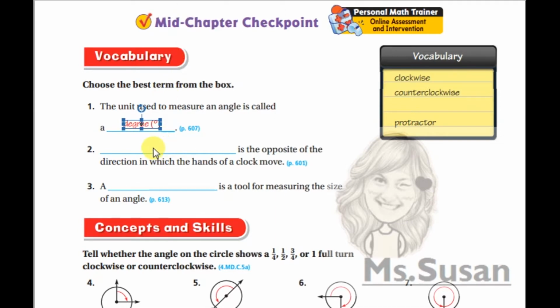Okay, go to the next one, number 2. The blank is the opposite of the direction in which the hand of a clock moves. So which is the direction the hand of a clock moves? Clockwise, right. So what is the opposite of it? Counterclockwise. So it is the right answer then. Let's drag it and put it over the blank.